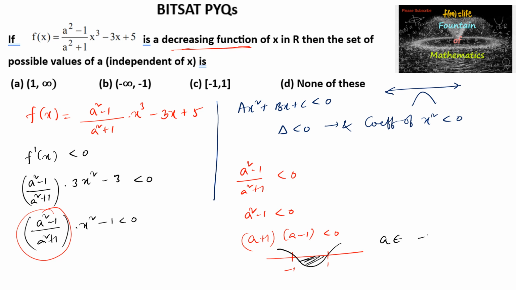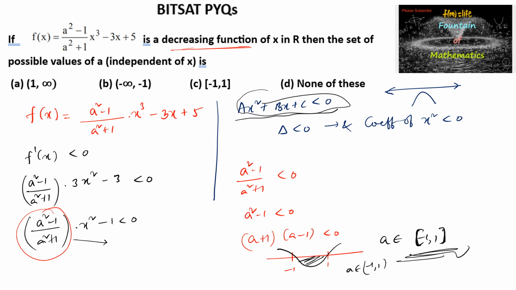So a must belong to minus 1 to 1. And even in the case of the quadratic ax square plus bx plus c, for this expression to become less than 0, the x square coefficient can be 0 also. So whenever it is 0, we can say a belongs to the closed interval minus 1 to 1. Even if the coefficient of x square is equal to 0, it is negative. So in such a case we can include minus 1 to plus 1. So we can go with option C.